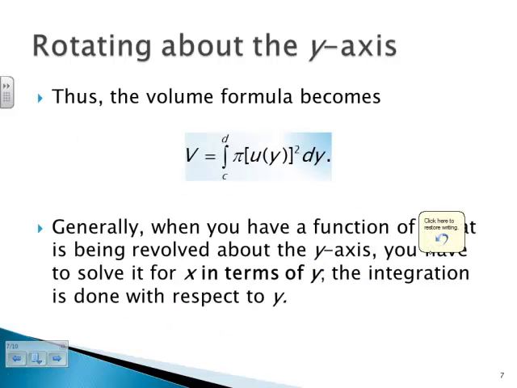Thus, the volume formula becomes the antiderivative from c to d of pi times the radius squared, in this case, pi times u of y squared with respect to y. So in general, when you have a function of x that is being revolved about the y-axis, you have to solve it for x in terms of y. The integration is done with respect to y.